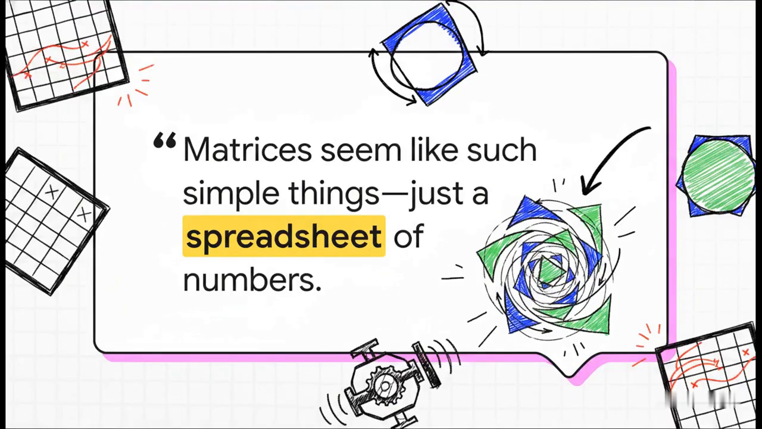It's so tempting to look at a matrix and just see a static spreadsheet, just a boring grid of numbers. But as Mike X. Cohen points out, there is way more to matrices than meets the eye. They aren't just passive containers for data. They are actual engines of geometric transformation.